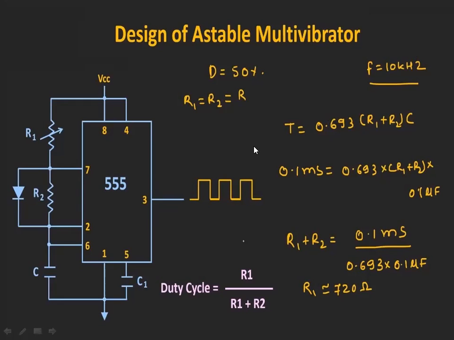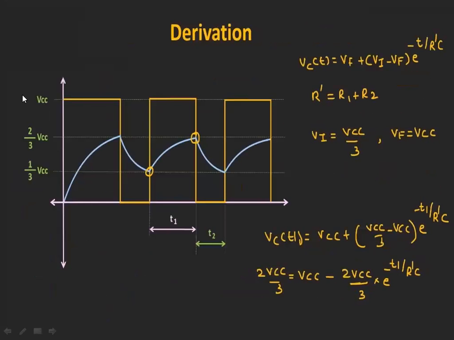Next, we are going to discuss how this 0.693 has come. So coming to our waveform produced by our astable multivibrator, here you can see the waveform, when it is going to charge, acquire charge, and discharge.